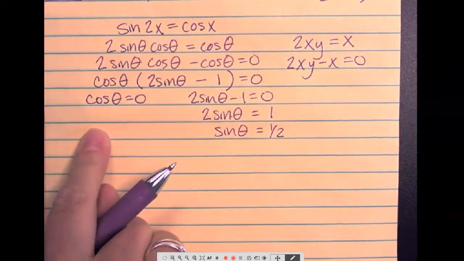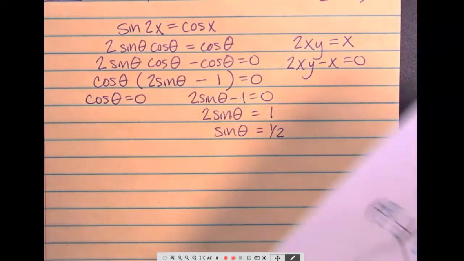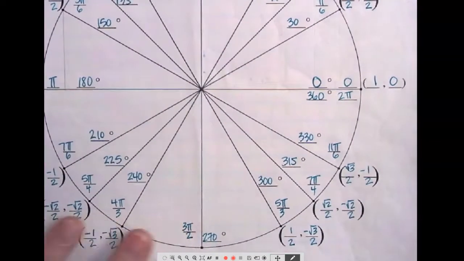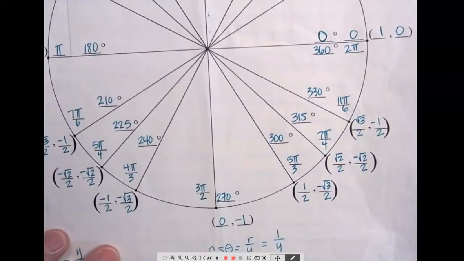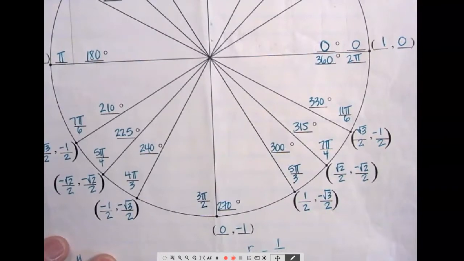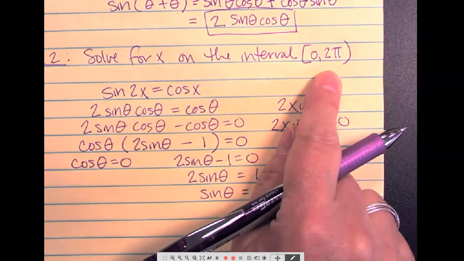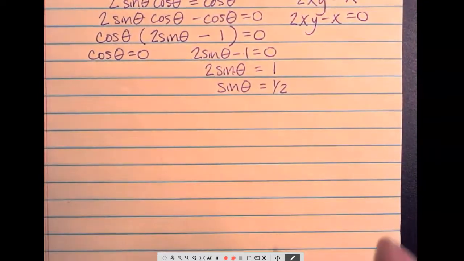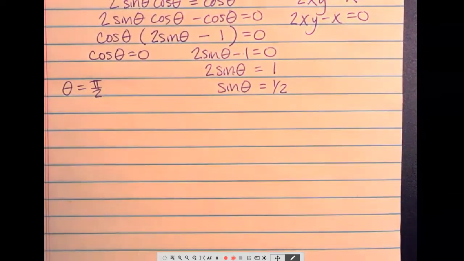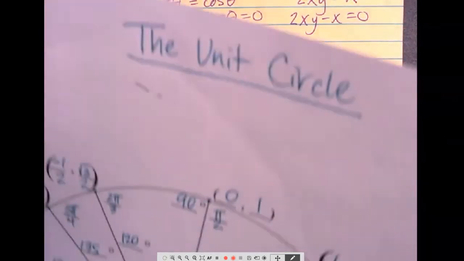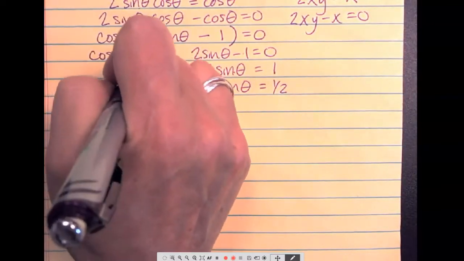Okay, so let's go back to this one. Where on the unit circle is cosine equal to 0? Do you see any place where cosine is 0? 90. Okay, since the directions were given in radians, let's answer in radians. So 90 is the same as what? Pi over 2. Do you see cosine of 0 anywhere else? 3 pi over 2. Down there at 270.